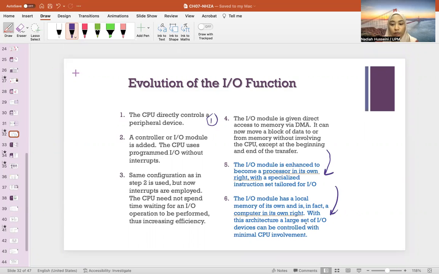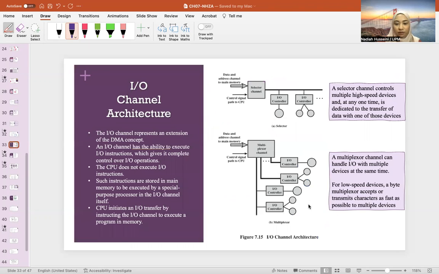Okay, so this is our IO module. With this architecture, a large set of IO devices can be controlled with minimal CPU involvement. So our IO has a brain of its own, which is great. Okay, so let's discuss that. Have we seen that? Do we know an example of that? So actually we do have an example of that, which is not this one, but okay, let's discuss this one first.